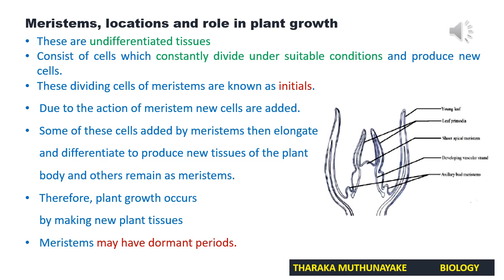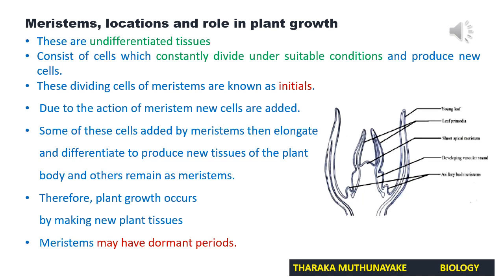For example, previously at the beginning of this slide we said they constantly divide under suitable conditions. What are the suitable conditions? Suitable conditions means conditions favorable for plant growth. Suitable temperature, enough sunlight, enough water, those are suitable conditions for plant growth. If the environment is suitable, then plant growth constantly occurs. Then initials in meristems also divide.